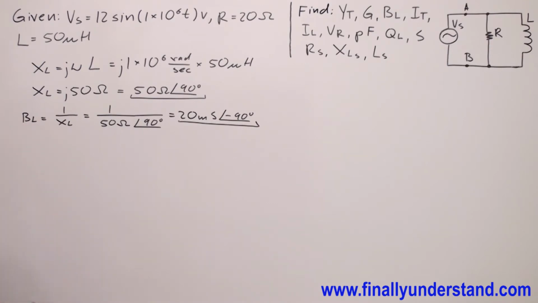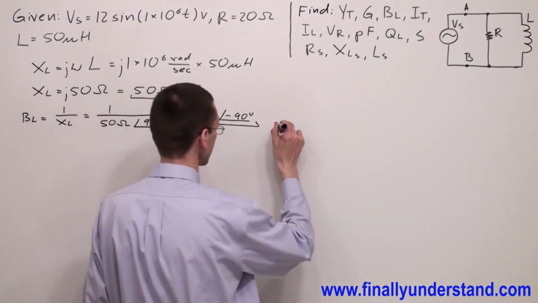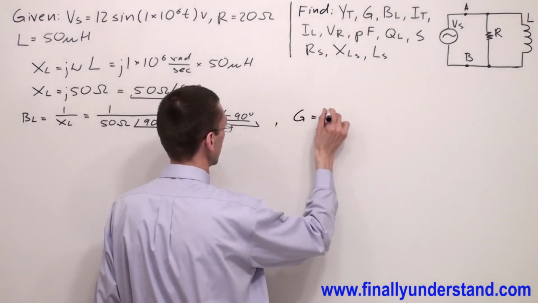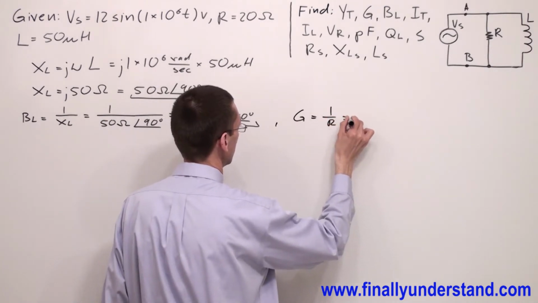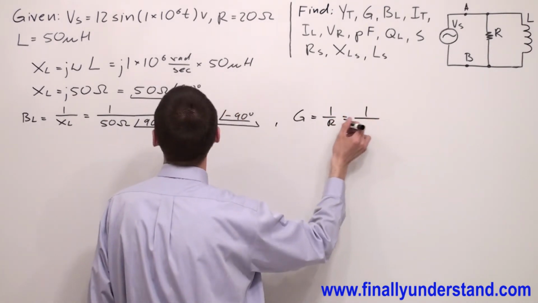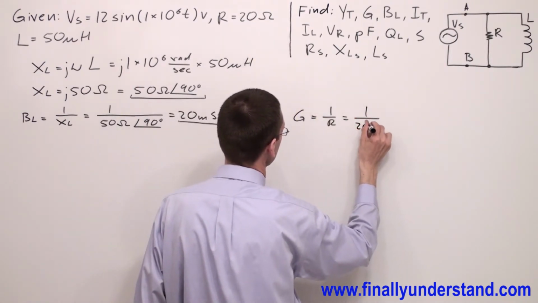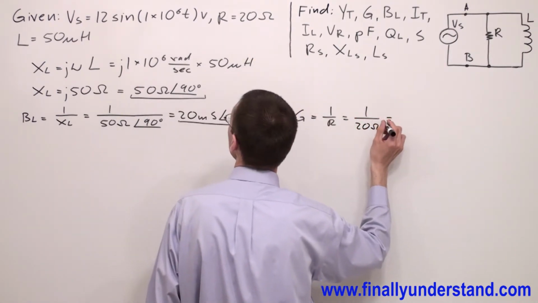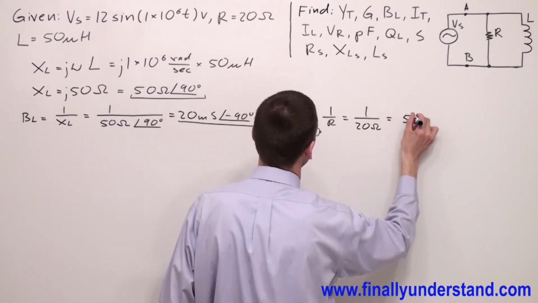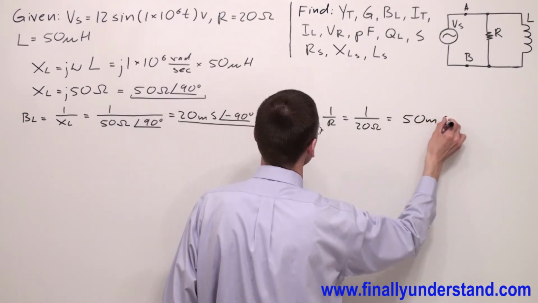Next, I can find the conductance. So I have G is equal to 1 over R. I have 1 divided by R, which is equal to 20 ohms. This is equal to 50 millisiemens.